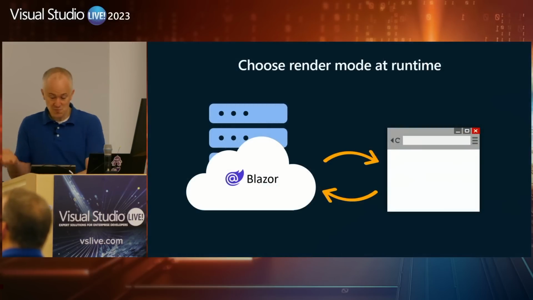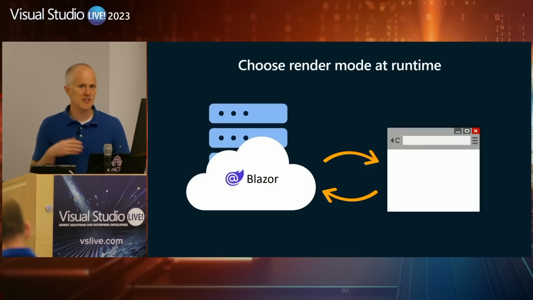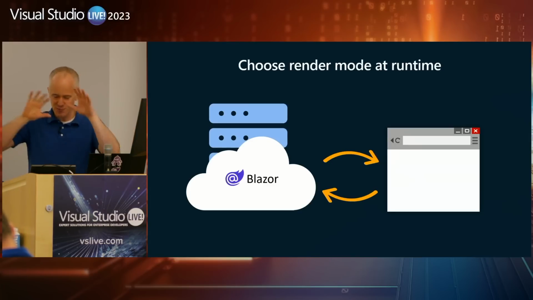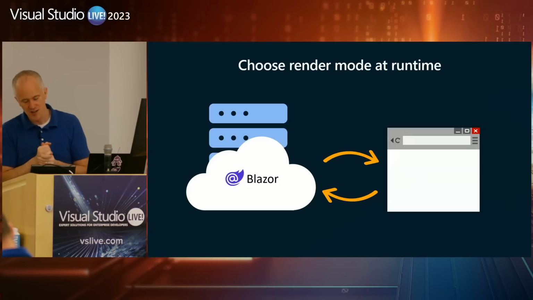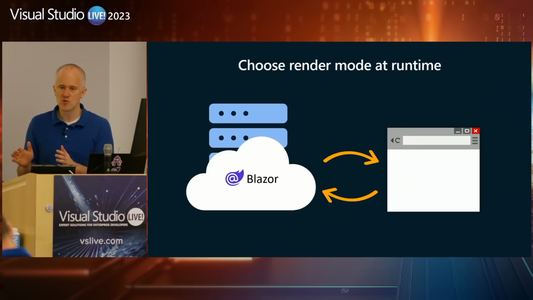All right, so that's pretty neat. You can, on a per page, per component basis, decide if you want to use Blazor WebAssembly or Blazor Server. If you change your mind, you just switch the render mode. You don't have to restructure the app extensively in order to do that. But sometimes you might actually want to delay the decision of which render mode you want to use until runtime.